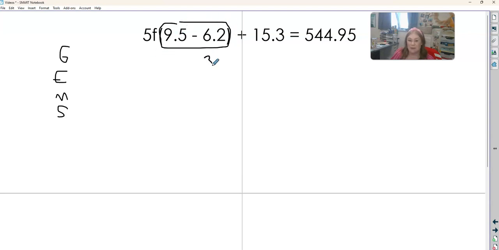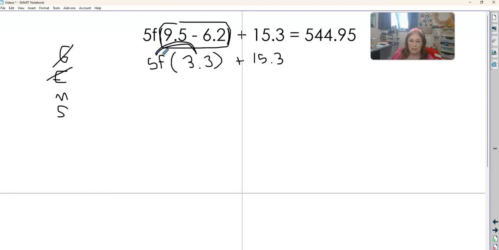5 minus 2 is 3, decimal straight down, and 3. So I have 3.3 groups of F, and we're bringing this part straight down. So we did our group. We don't have any exponents. Now we need to multiply.